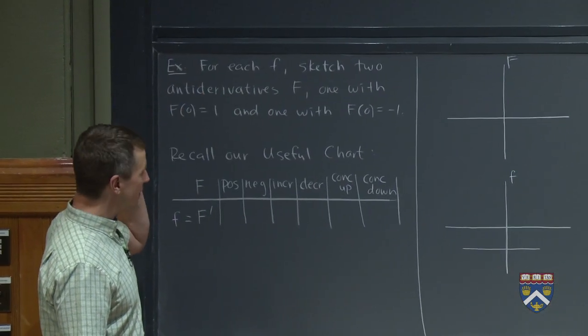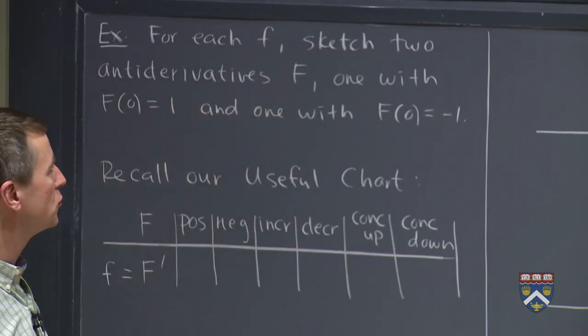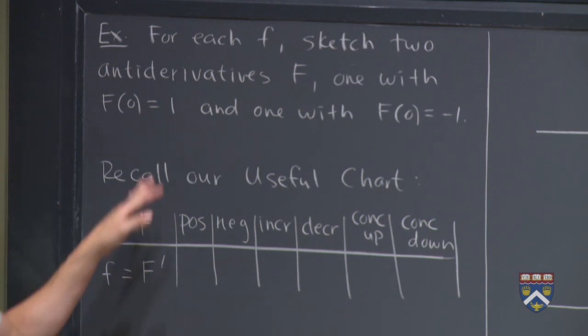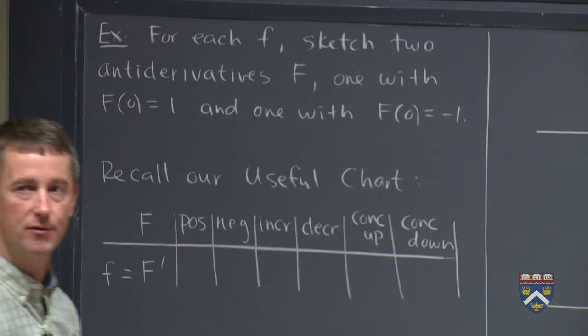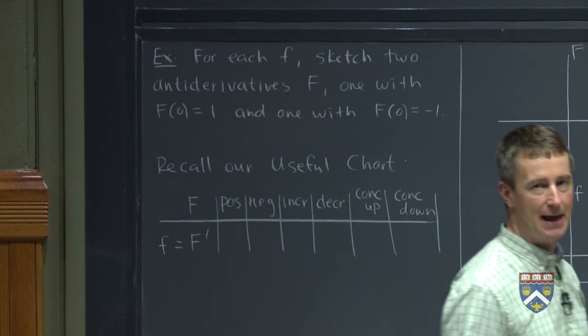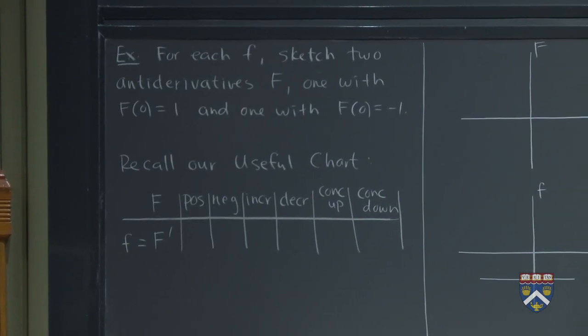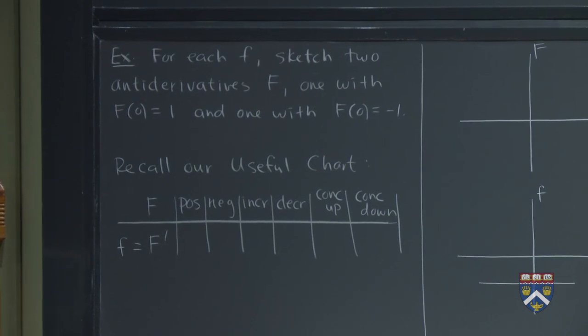So for each little f, we're asked to sketch two antiderivatives big F, one with capital F of 0 being 1 and the other with capital F of 0 being negative 1. We did some stuff similar to this back in week 4. In week 4, our main emphasis was sketching f prime when we were given f.